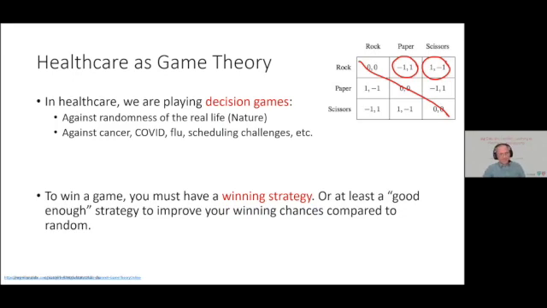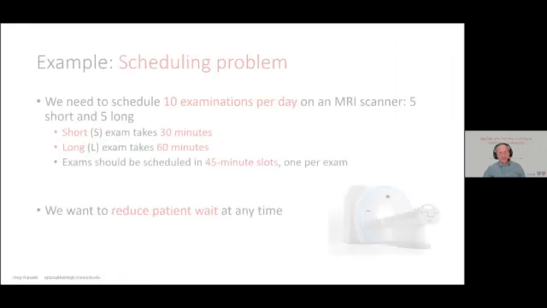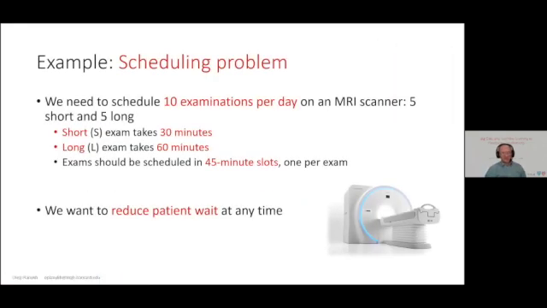Let's take a simple operational example. Imagine you need to schedule patients for examinations. I'm just using an operational example, but the subject is completely universal. Imagine the scenario: you have an MRI scan, you have to schedule 10 exams, and you know that out of those 10 exams, 5 are short and will take only half an hour, and the other 5 are long and will require 60 minutes, or 1 hour. But as it often happens in healthcare, you need to schedule them all into the same static 45-minute slots.